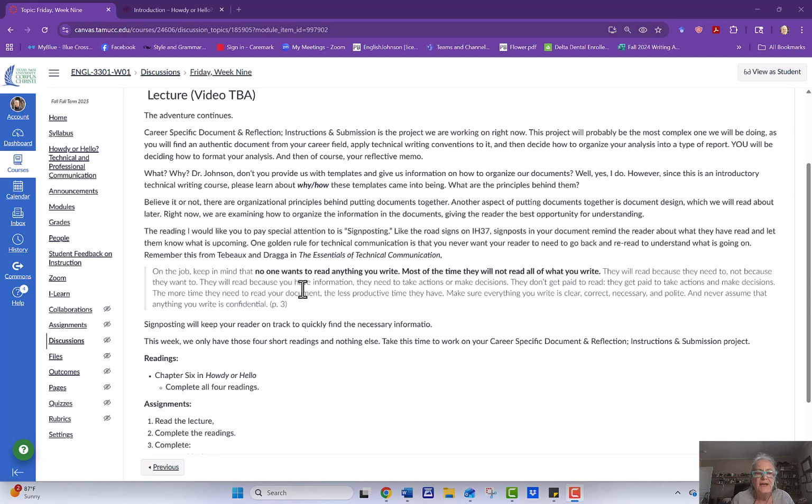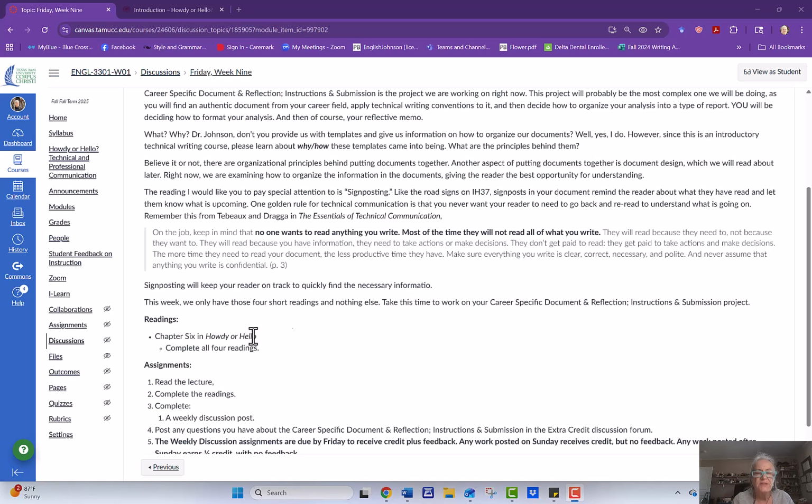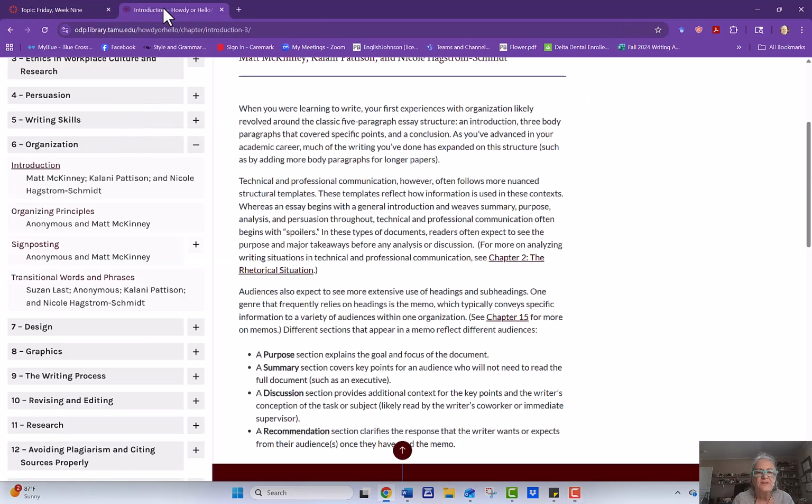Okay? And for this week 9, we're reading chapter 6 in Howdy or Hello. And this is important because this tells you how to organize a document. In organizing signposting, pay very special attention to signposting because I've been mentioning this a lot. This is why we use headers. This is why we guide the reader through the information in the document.